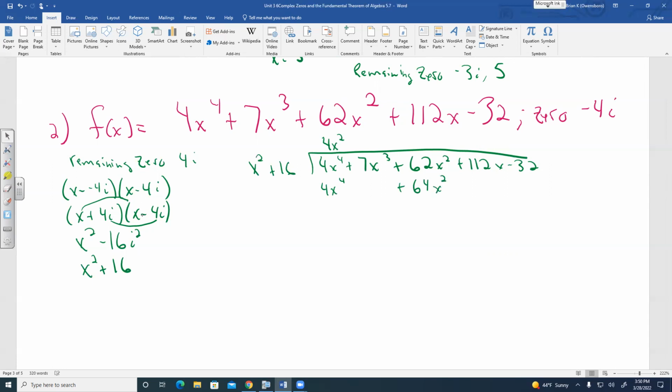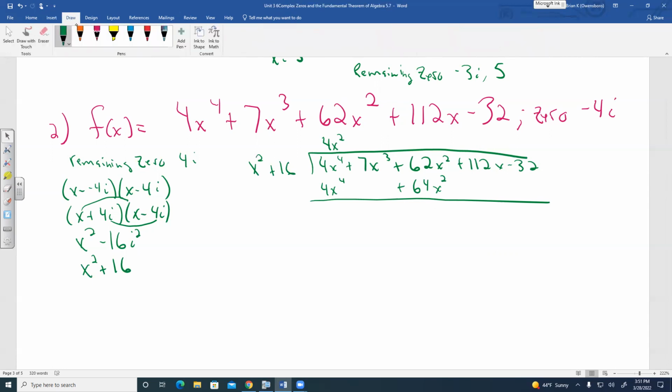Now remember, we're supposed to be subtracting. So what I do is change the signs and add. So the 4x to the fourth and the negative 4x to the fourth are going to zero out. So the 7x cubed would come down. And this is going to give me a negative 2x squared plus 112x minus this 32. I may as well go ahead and bring it all down before I lose it.